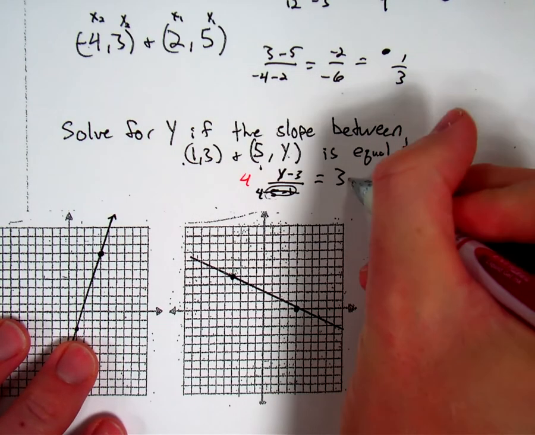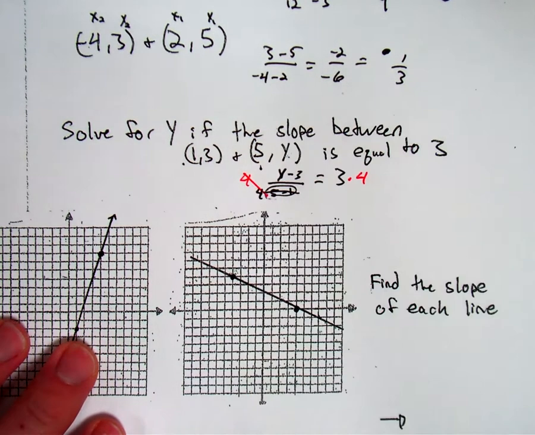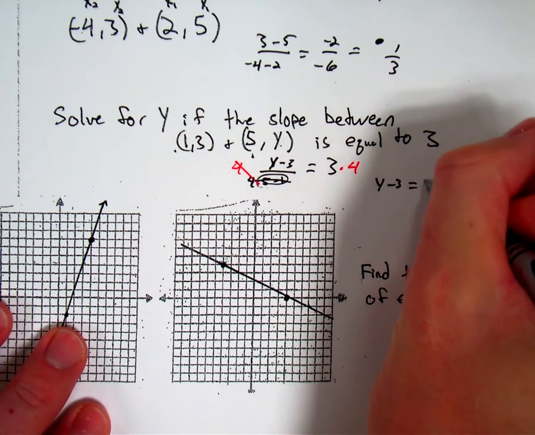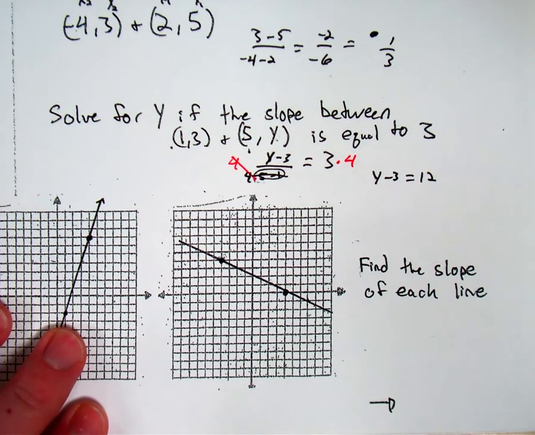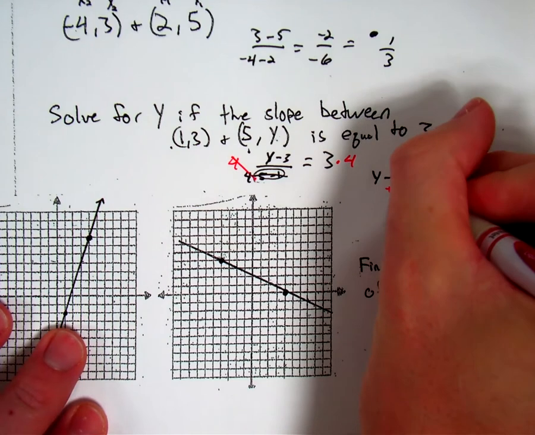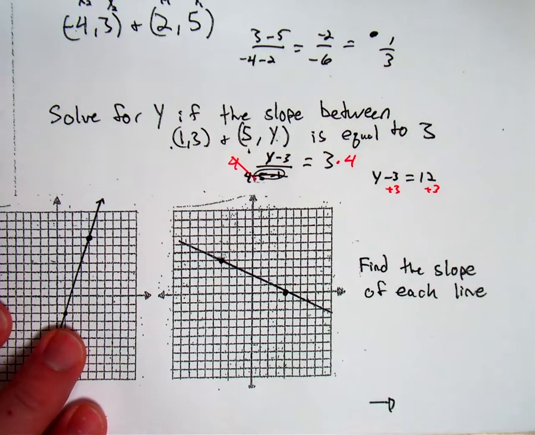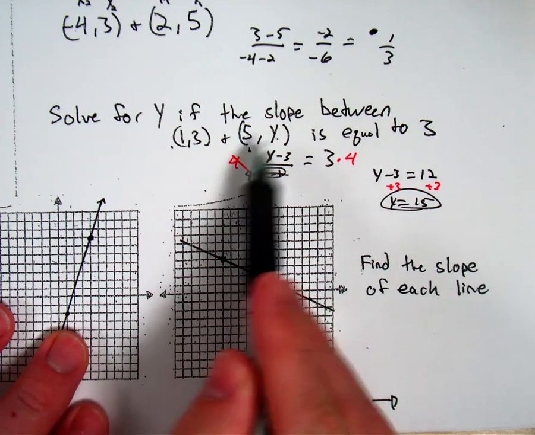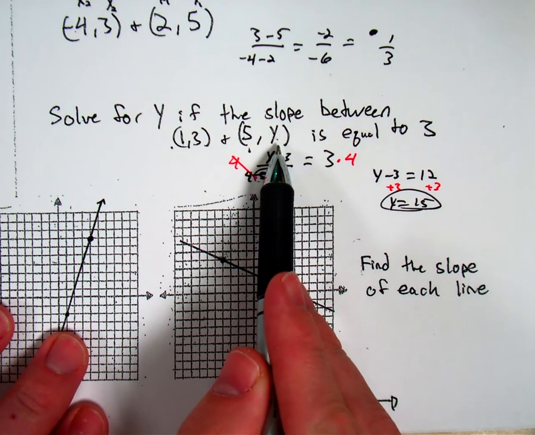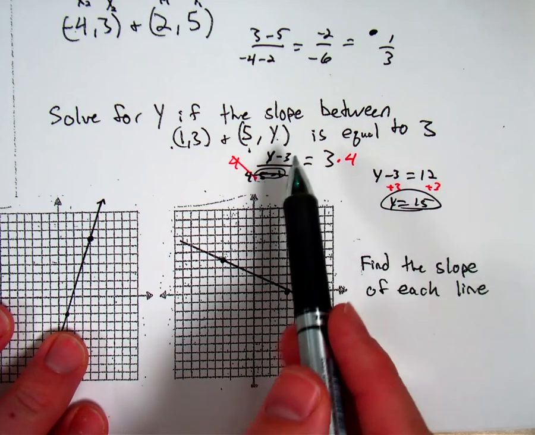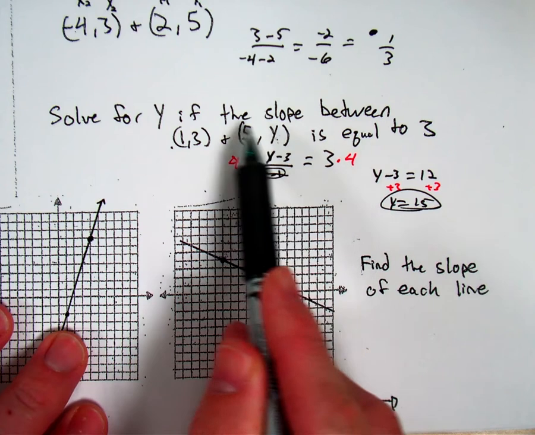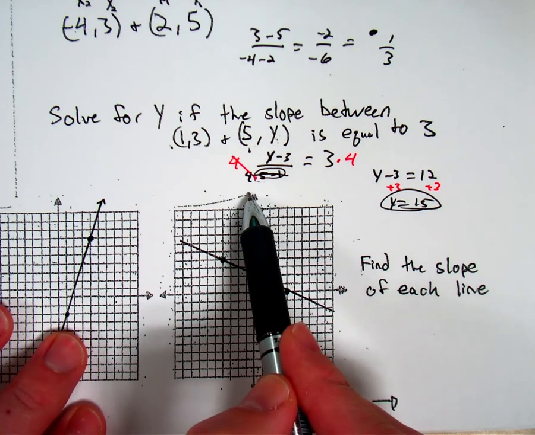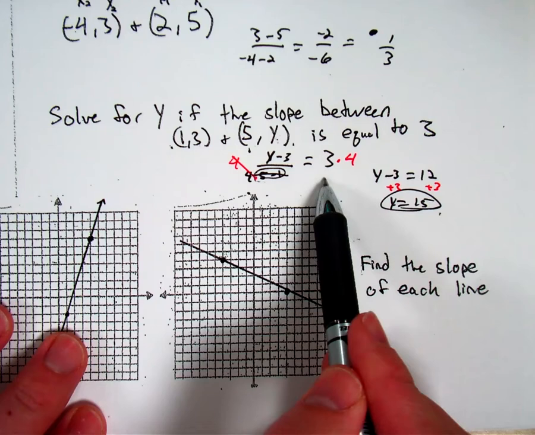We don't want a 4 on the bottom. We're trying to solve, so we're going to multiply by 4. And now we've got y minus 3 equals 12. Add that 3 over, and now y is 15. So if this was 5, 15, my slope would work out to be 3. 15 minus 3 is going to be 12 on the top. 5 minus 1, we already have that, 4 on the bottom. 12 divided by 4 should give me a slope of 3. Perfect.